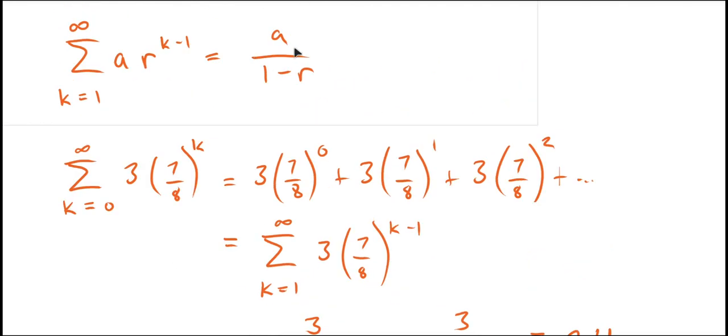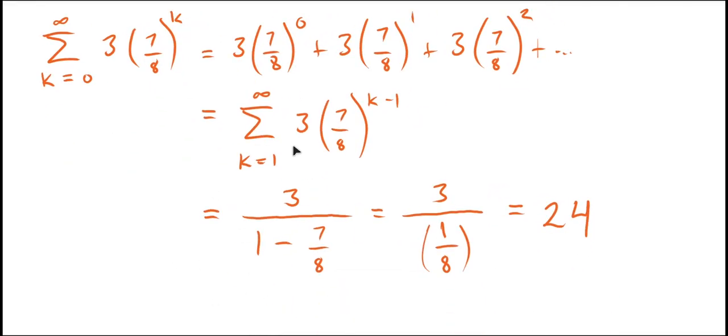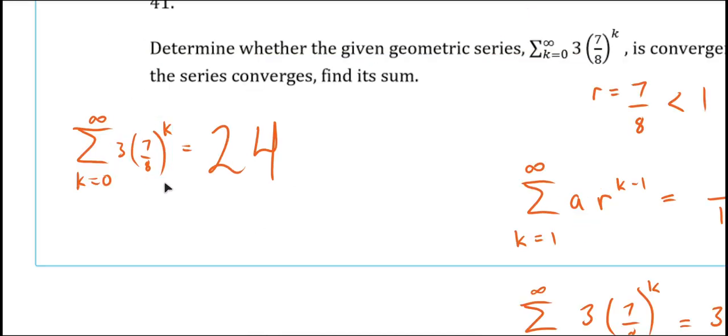And from our formula here, we can get that we need to take our initial term 3, and then over that put 1 minus the common ratio. So 1 minus 7/8 is 1/8, and then dividing 3 by 1/8, we get 24. So that's going to be the infinite sum of this geometric series.